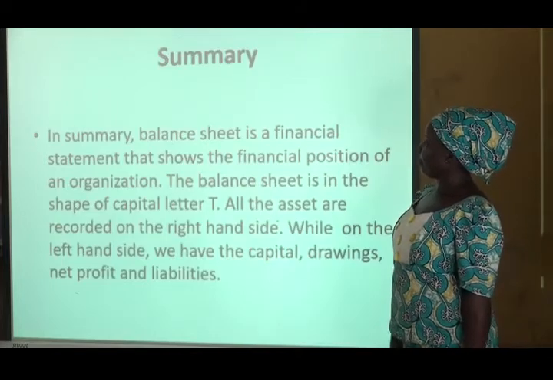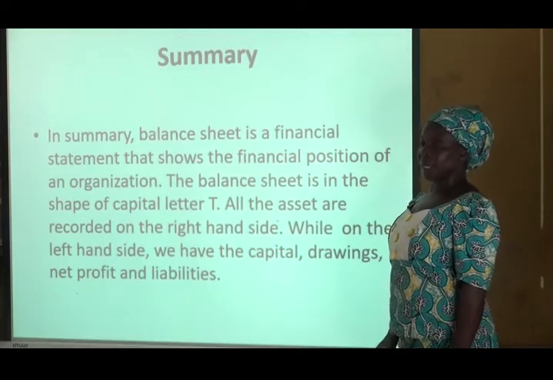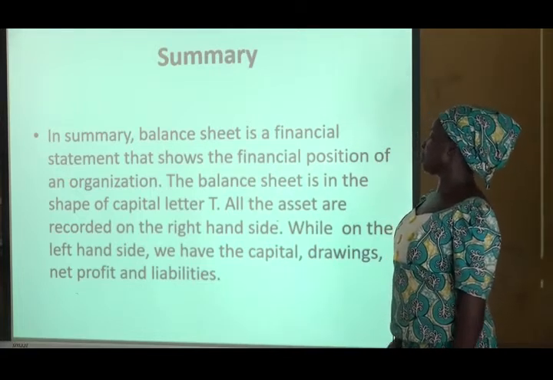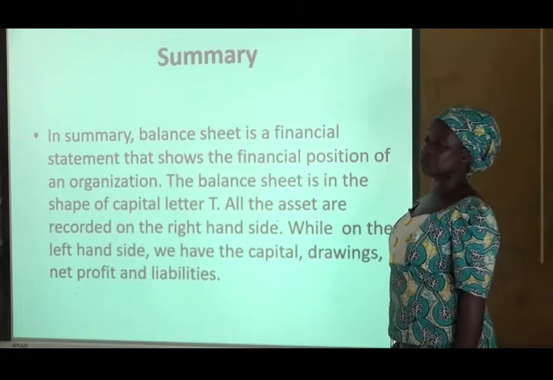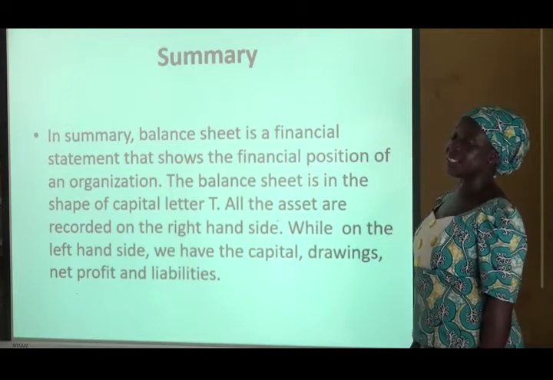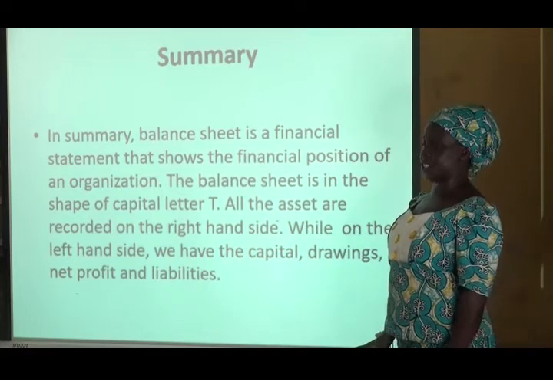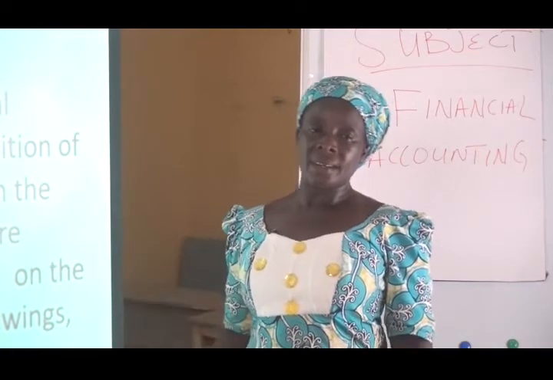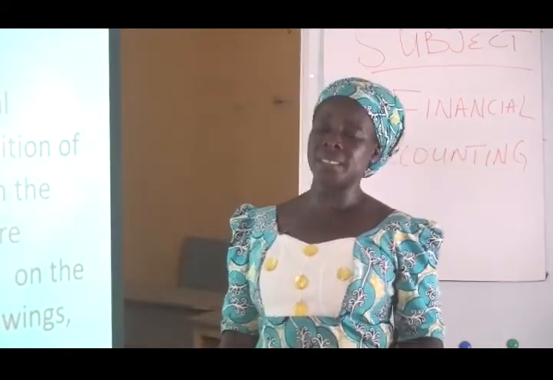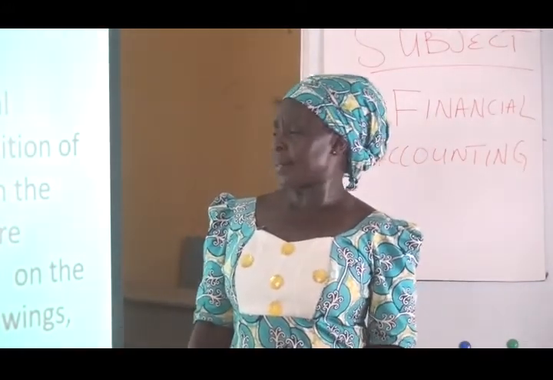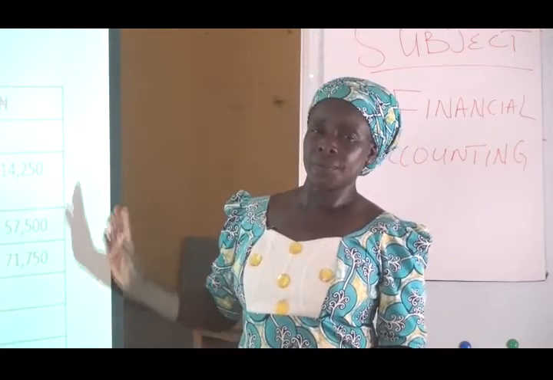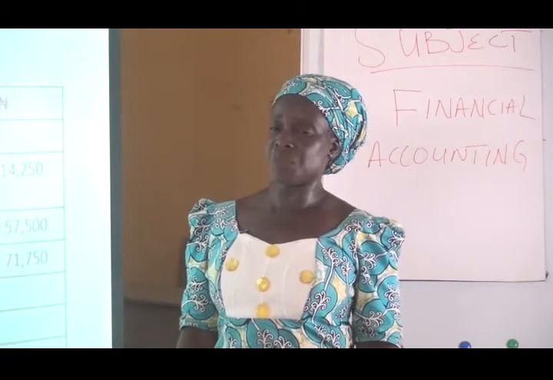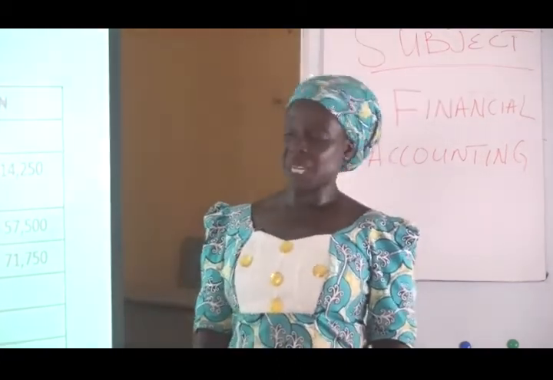In summary, we've learned that a balance sheet is not an account, but it is a financial statement that shows the financial position of an organization or a business. The balance sheet is in the shape of a capital letter T, the right-hand side and the left-hand side. The right-hand side, we call it the credit side in accounting, while the left-hand side, we call it the debit side. On the right-hand side, all assets are recorded, while on the other side, we have the capital, the net profit, liabilities, accruals, and so on.